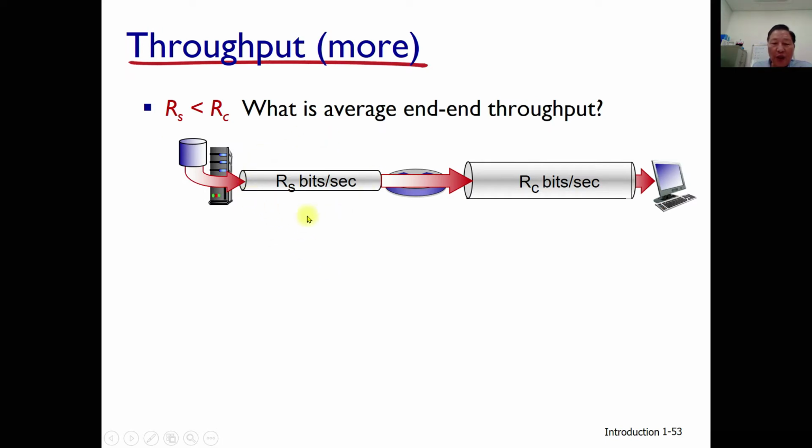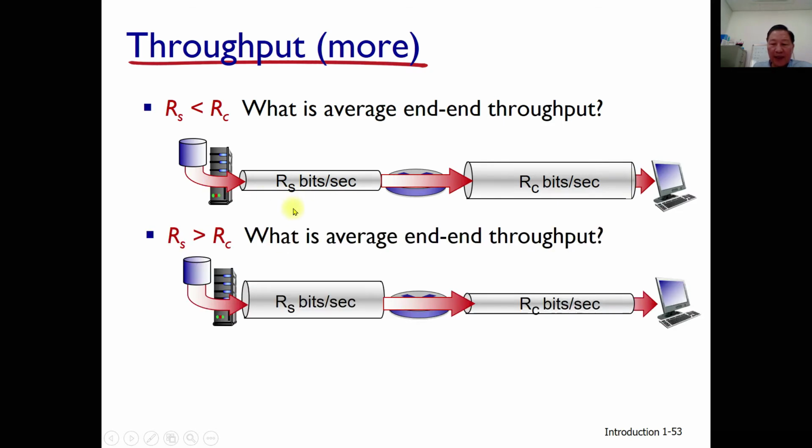Okay, let's assume we are using two links as intermediate links, 1, 2. Then which one is dominating? What is the average end-to-end throughput? Usually this narrow one is dominating the whole throughput. Thus here the whole throughput will be RS.